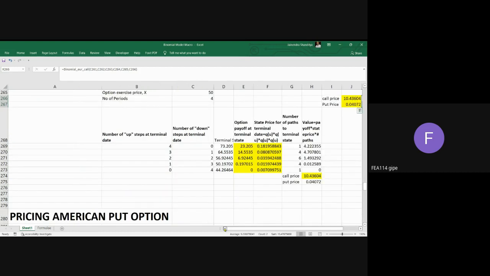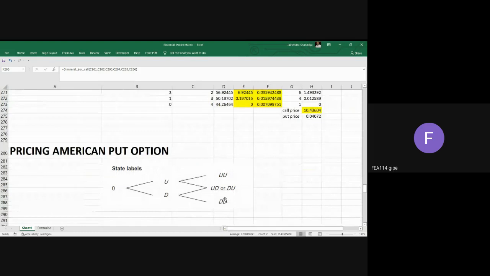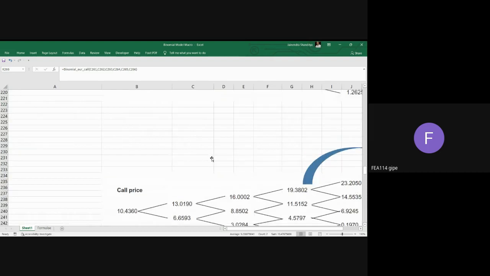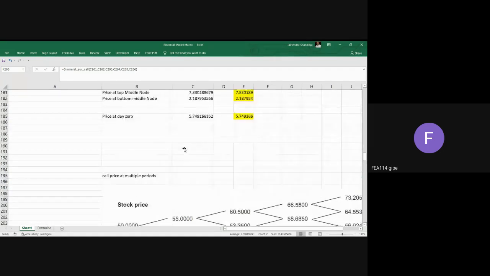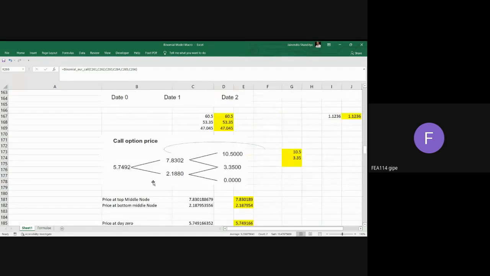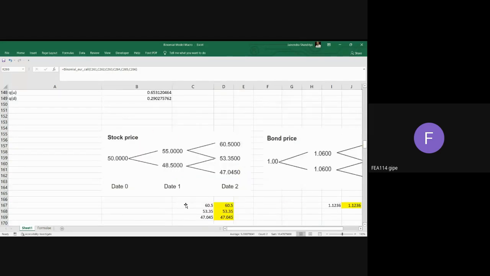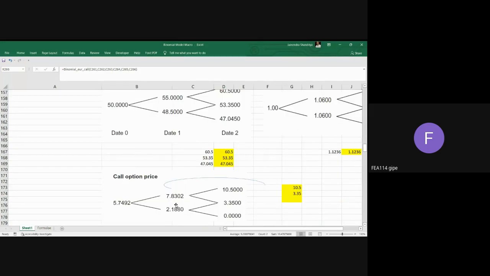So now let's go and do the American put option. As you know, the American put pricing is slightly different from European put pricing. The question you may ask is why. The reason is, if you remember, let me take you there when I did the first call option pricing. Yeah, I think this was the situation.